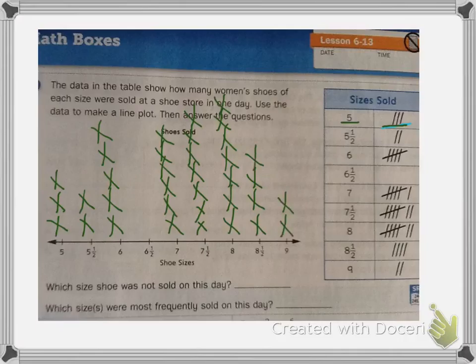Then it wants to know what size shoe was not sold on this day. So if we look, there's only one that had none, which is size 6.5. Then it wants to know which sizes were most frequently sold on this day. The 2 sizes that had the most sold was size 7.5 and 8. They both had 7 shoes sold, which is more than any of the other ones.